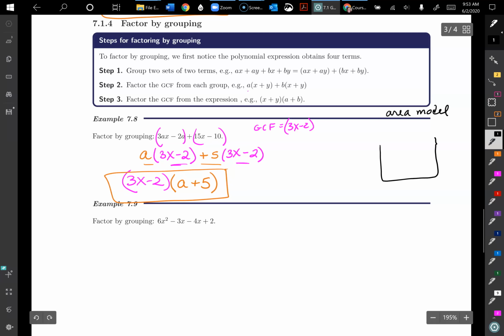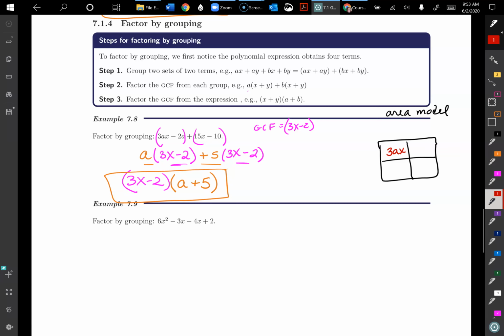So I can draw a box and I can put all my terms in there. So I can write in, I'll put them in red, 3ax, and I actually can just put them in any order, minus 2a, but I usually just go kind of across like that, plus 15x, and then minus 10. And this is a positive also. I just usually put the signs there so that I am tracking, make sure I don't miss anything.